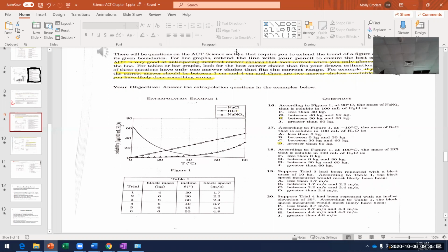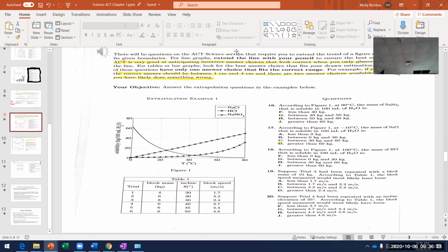Everybody highlight that. The ACT is very good at anticipating incorrect answer choices that look correct when you only glance to extrapolate the line, okay? So you really do need to extend that graph, and try to figure out what the answer is, okay? All right, Gracie, keep going.